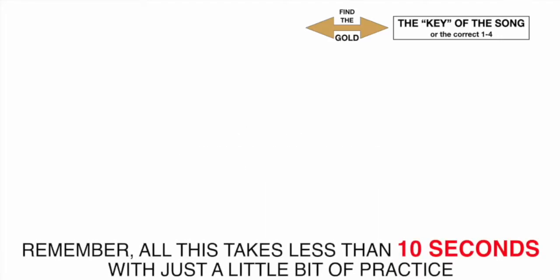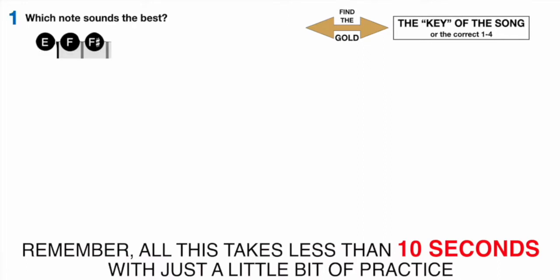So that's the theory. Now what I want to do is show you how to do this simply without understanding all that theory. The whole process is to find the gold, that correct 1/4 space. I'm going to show you a bunch of examples at the end and give you some practice on how to do this. But the first thing you want to do, as I mentioned before, is find out which note sounds the best.